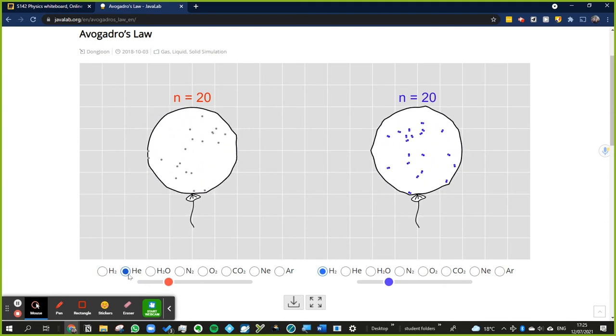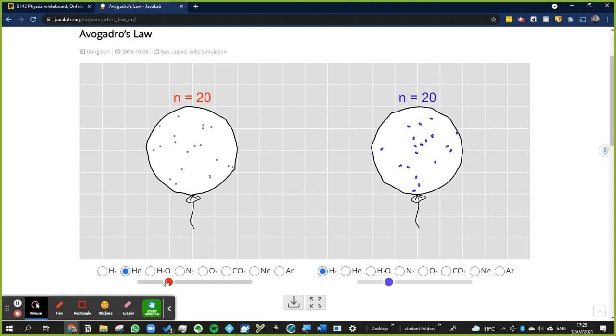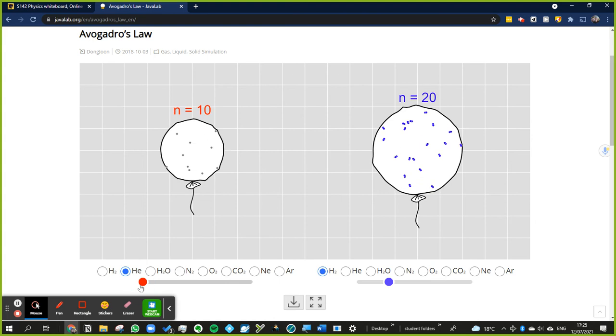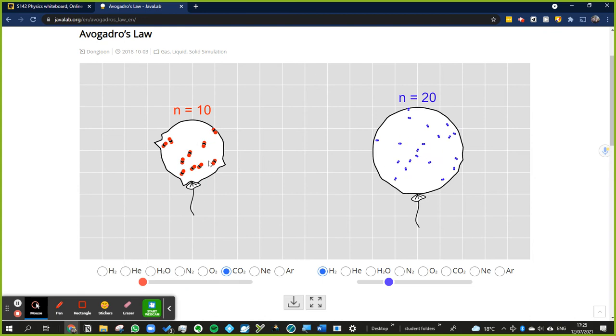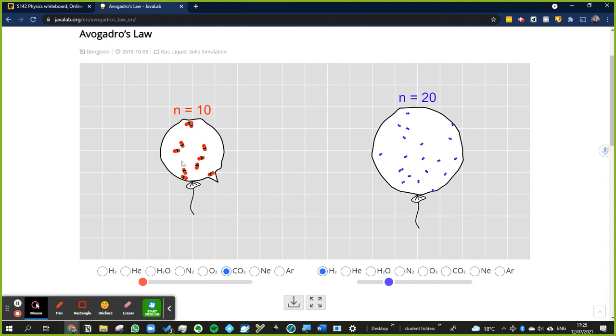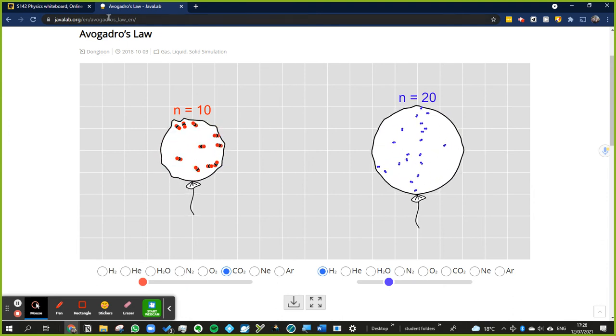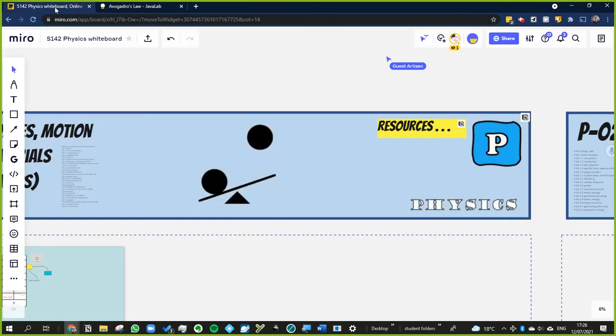If I can actually change how many atoms there are, and if I change the type of atoms, you can see that they're banging around and pushing against the sides, and this is how air pressure happens. So how is it similar with air resistance?